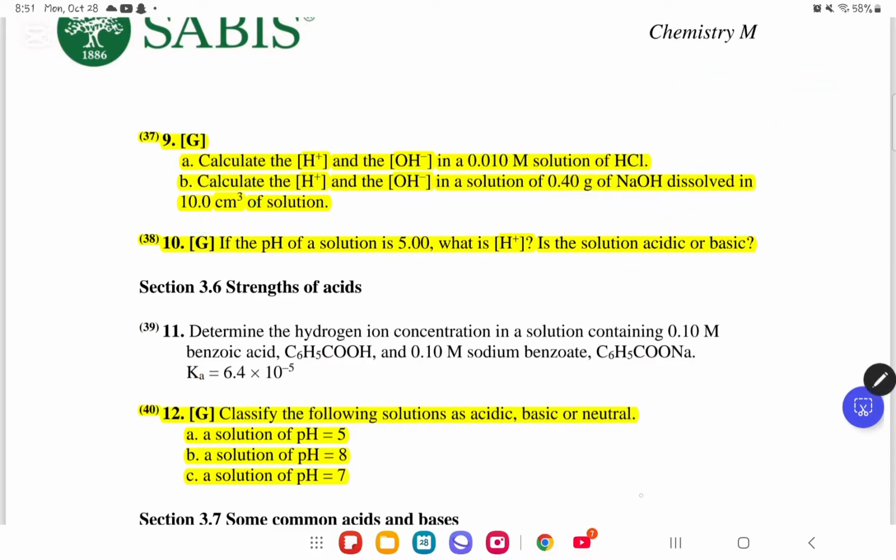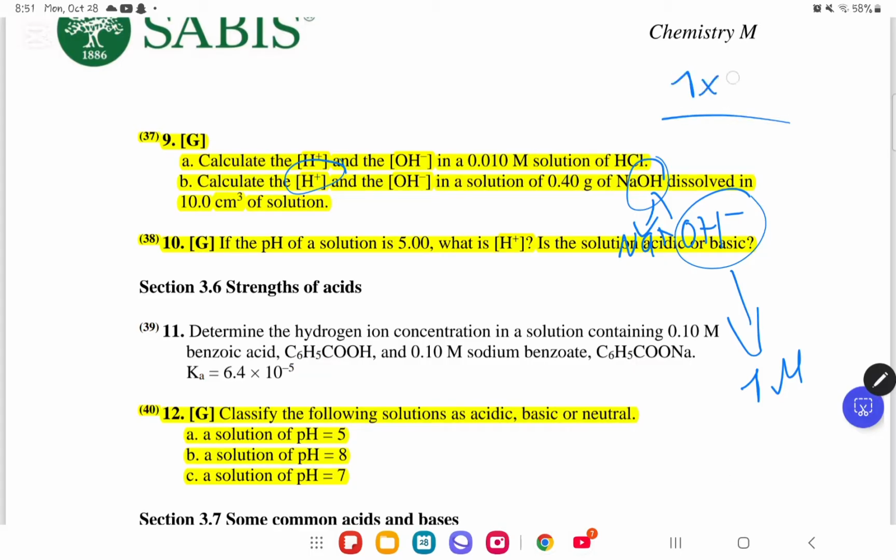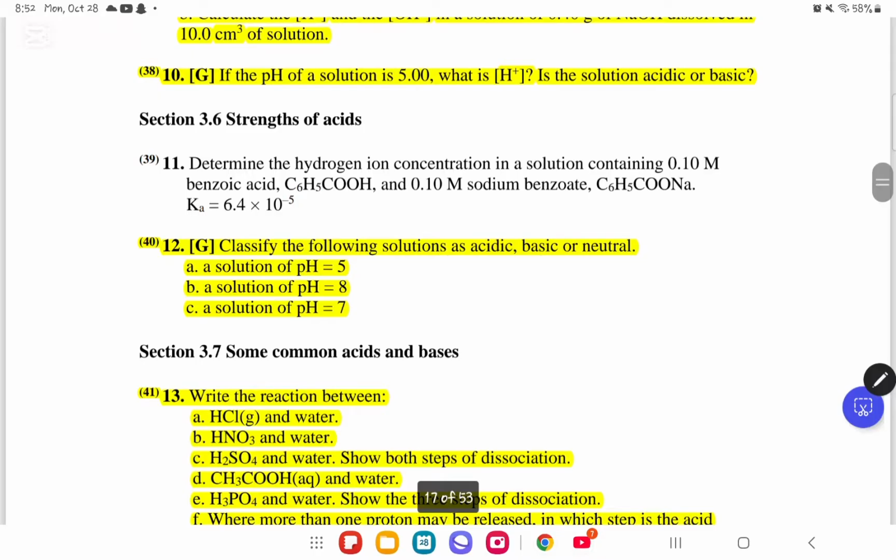So NaOH releases Na plus and OH minus. So that means the concentration of OH minus is now 1 molarity. So now easily we can find the concentration of H plus by doing 1 times 10 to the power of negative 14 divided by 1. And so now we get that the concentration of H plus is 1 times 10 to the negative 14. So that's number 9 done. Now we have number 10.